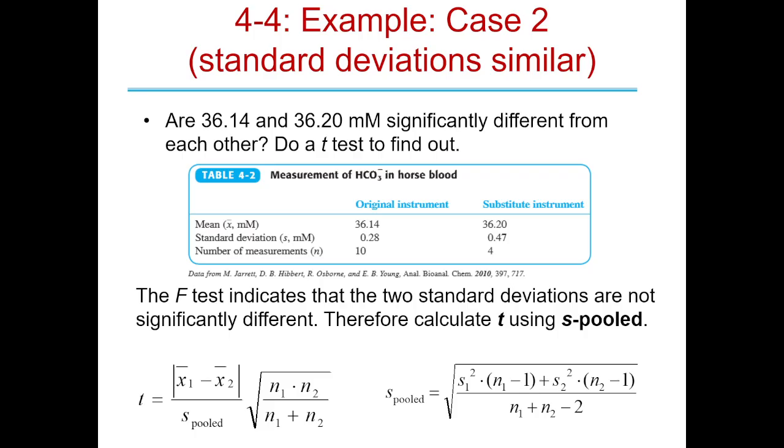All right, so here's an example of case 2. In this example, we have standard deviations that are similar. So we have a 36.14 and 36.20 millimolar. Are they significantly different from each other? So we were using one instrument, and the instrument broke, went down, just recently got repaired, whatever. And now we have a new instrument we have to use. But we need to make sure that our instruments agree.